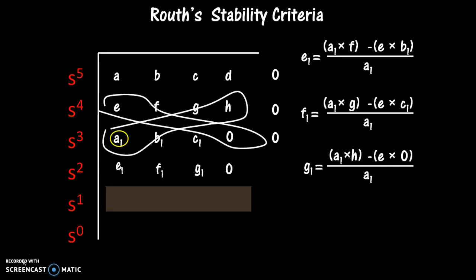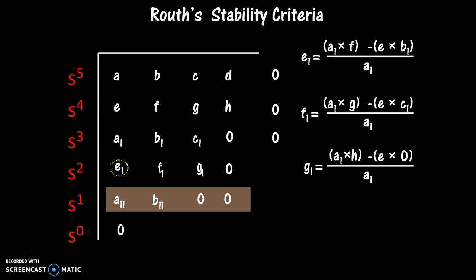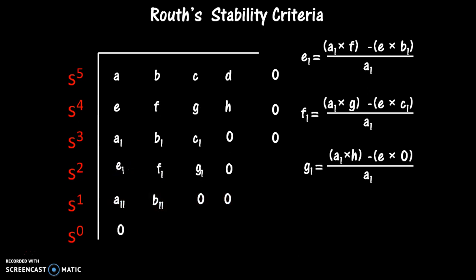Now one thing is very important when we are filling the rows. In the denominator always the first entry of the just above row we have to put. So if you want to fill the row of S1, then what will be in the denominator? Always in the denominator there will be E1 for all the entries. So we fill all the rows one by one, and finally we get the Routh's array.